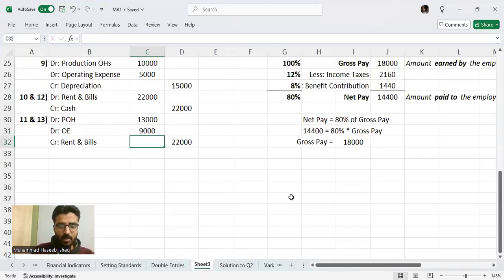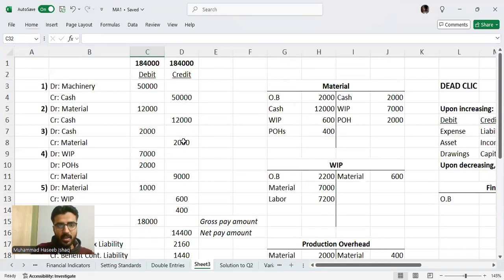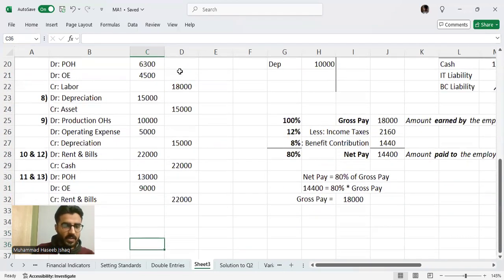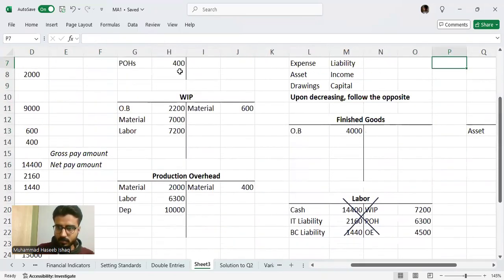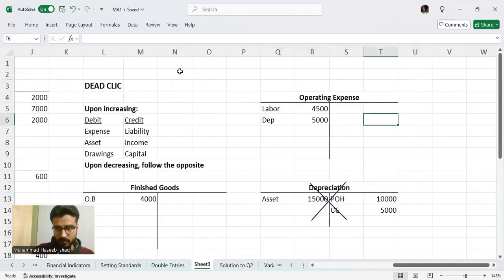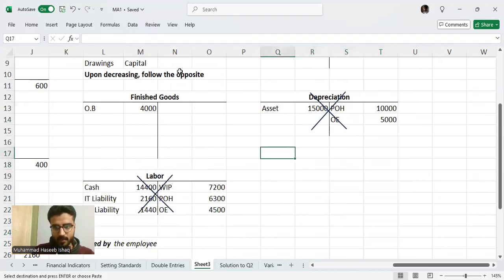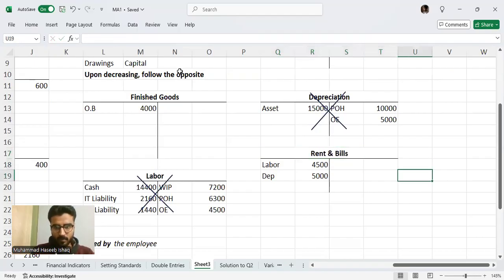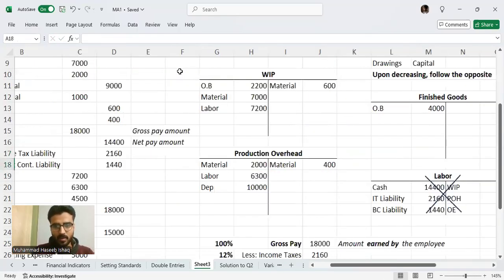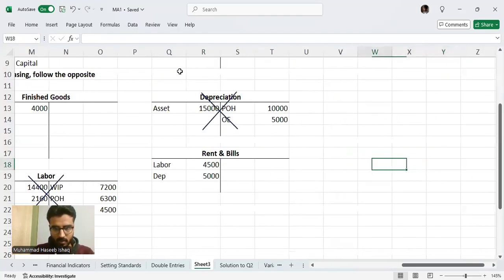So does this sum up to the 22,000? It must. We can check here. So yeah, debit is equal to credit. So we have done our calculations right. Now we have to just put the T accounts for these. Let's just empty this. So rent and bills account.